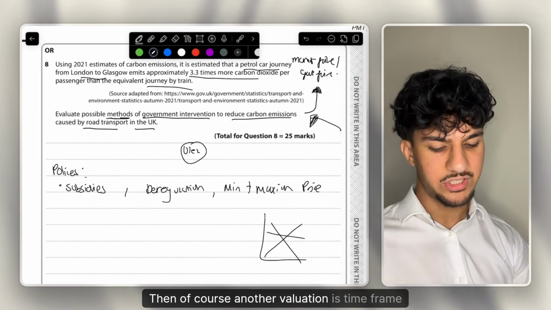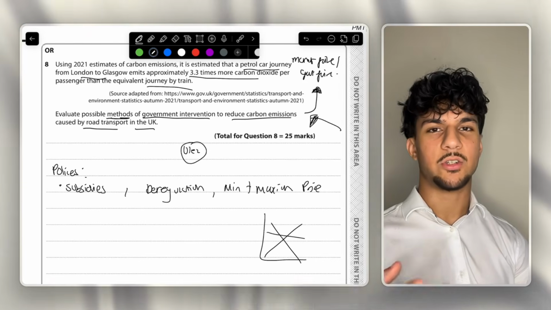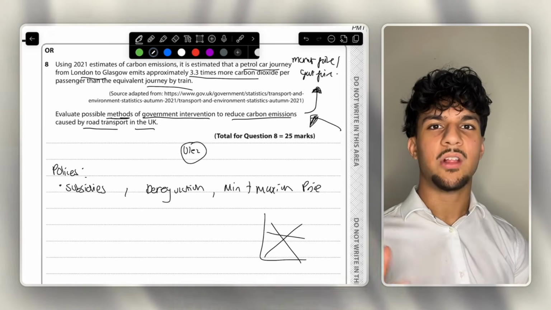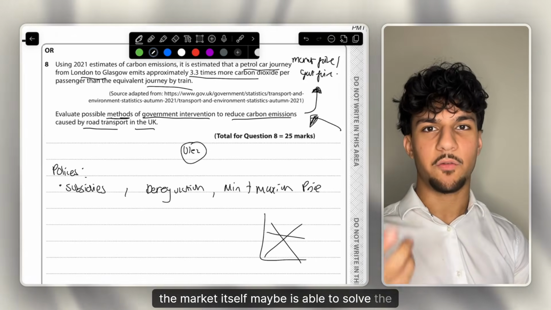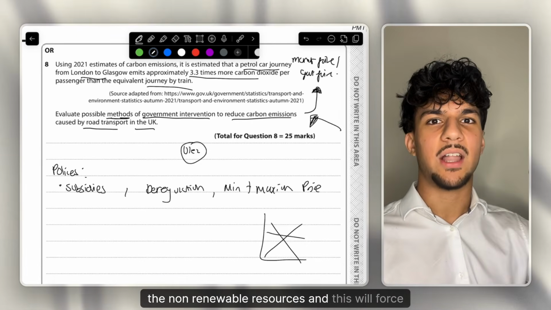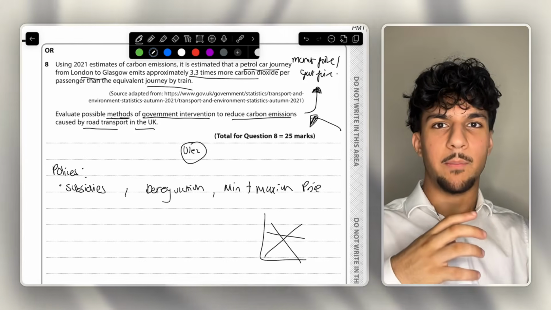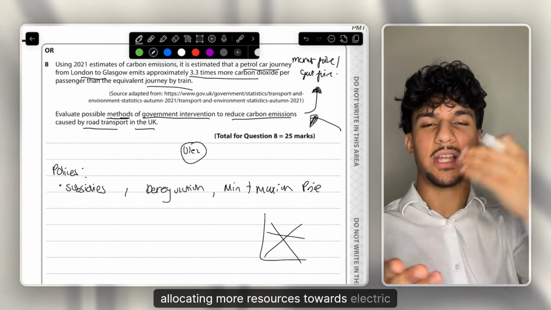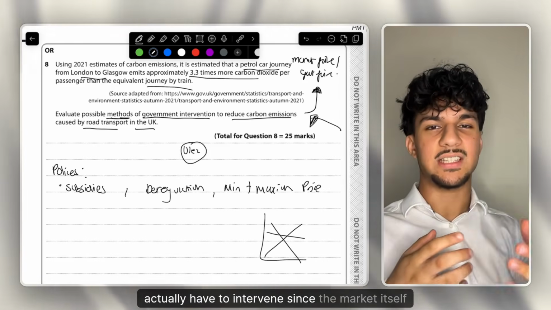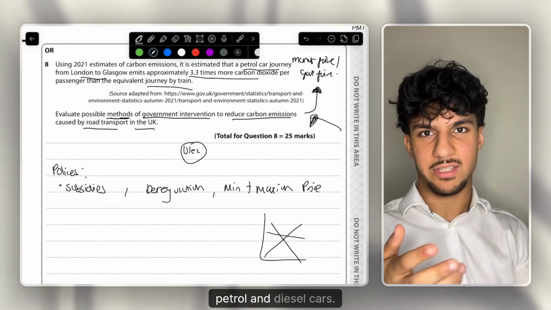Then, of course, another evaluation is time frame. Also, petrol, diesel, it's not a renewable source. So instead of the government intervening, maybe the market itself, and this is a really good evaluation, maybe is able to solve the market failure. Why? Since petrol and diesel are non-renewable resources, they're running out, and this will force the market to innovate. It will force producers to start allocating more resources towards electric vehicles. Therefore, in the long run, the government does not actually have to intervene, since the market itself will solve the failure of using petrol and diesel cars.